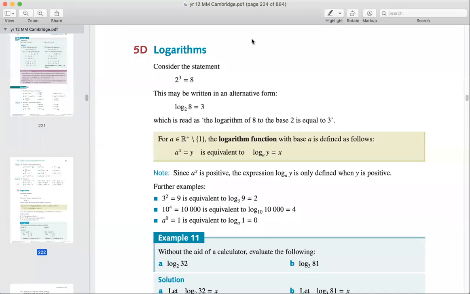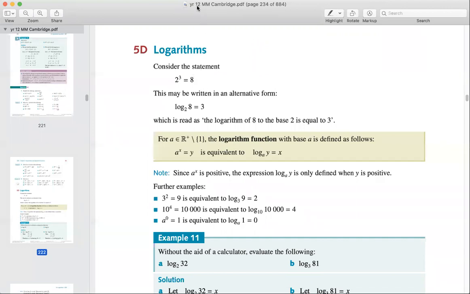Hello everyone, welcome back. Today in this video, we will continue looking at Chapter 5, which is exponential and logarithm. For this video, we do 5D, logarithm. Before we do anything about logarithm, we have to be really familiar with exponential functions.